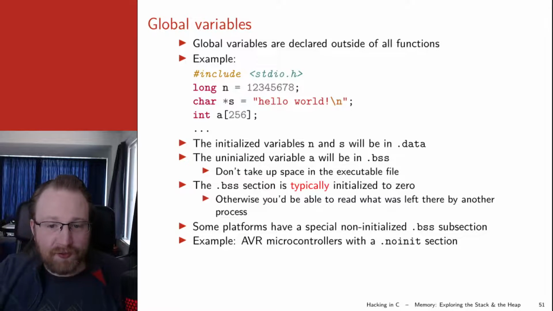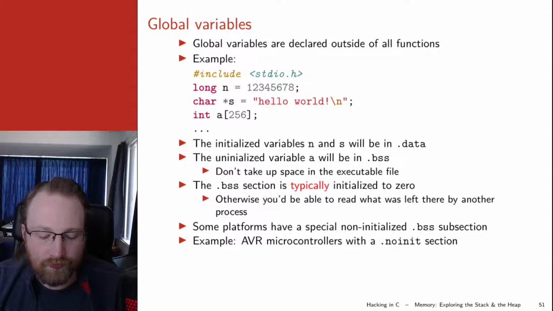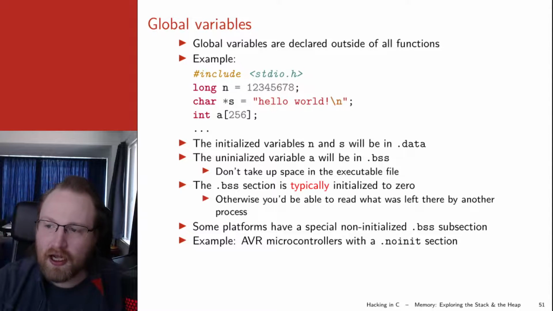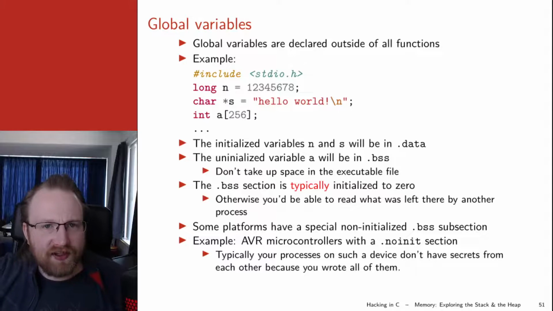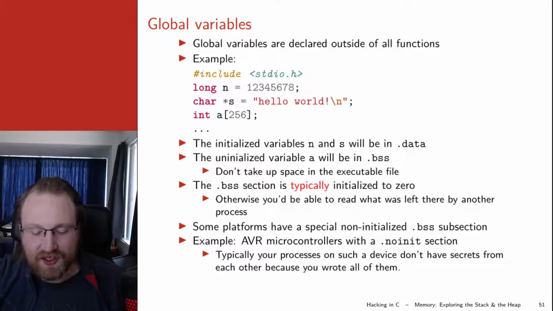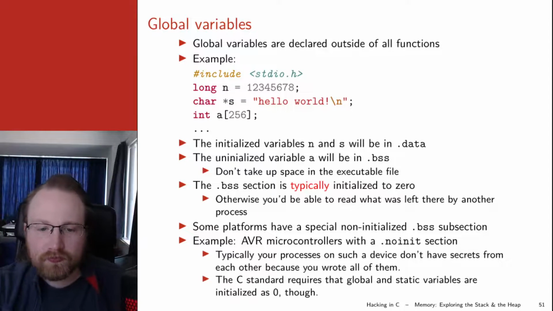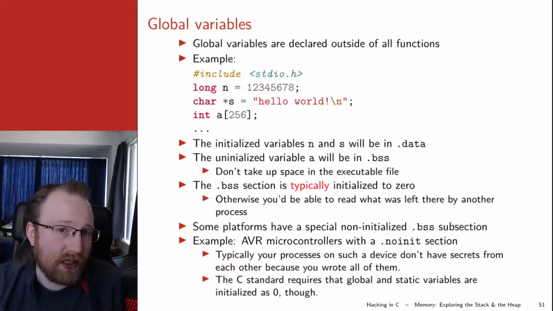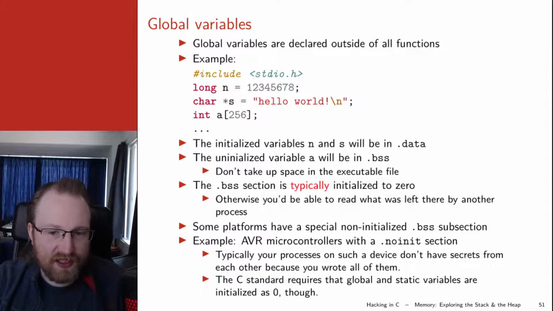Now, some platforms actually have a special non-initialized BSS subsection. So if you know for sure you are going to write to that almost immediately, then you don't even need to have this overhead of initializing it yourself. And well, those platforms, usually they are of the kind where basically you wrote the entire system yourself, so processes don't have secrets from each other anyway, so it's no matter if they can read each other's data. But like I said, the C standard requires that all these are initialized to 0. So reading them without initialization in this non-initialized subsection is undefined behavior.